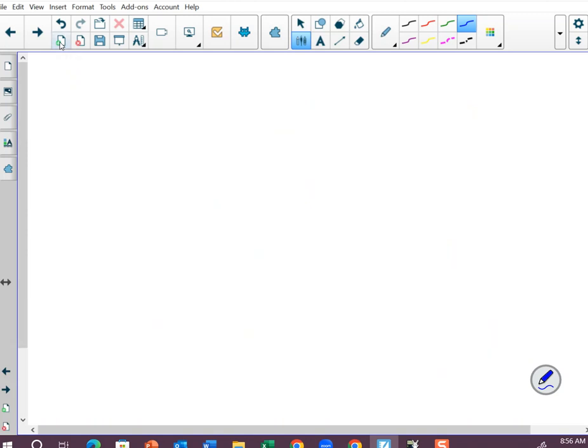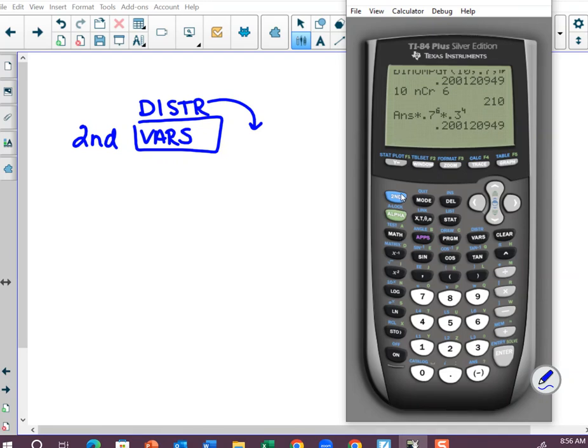I'm just going to add this in there to remind us that the binomial PDF, if we go to second and vars, above that is the distribution menu. Second and vars. It's a distribution menu. We can go either down or up in the list. Go to A, the binomial PDF, type the information, and calculate.